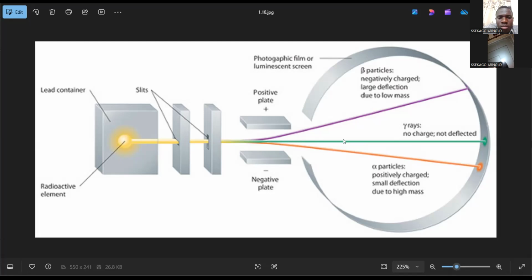Then this middle color shows the gamma rays. You are seeing they are not taking any direction. They pass through these plates undeflected. They are not affected by any of the plates, because they carry no charge. That's why they are not deflected. So this is the effect of electric field. You also take note of this diagram.